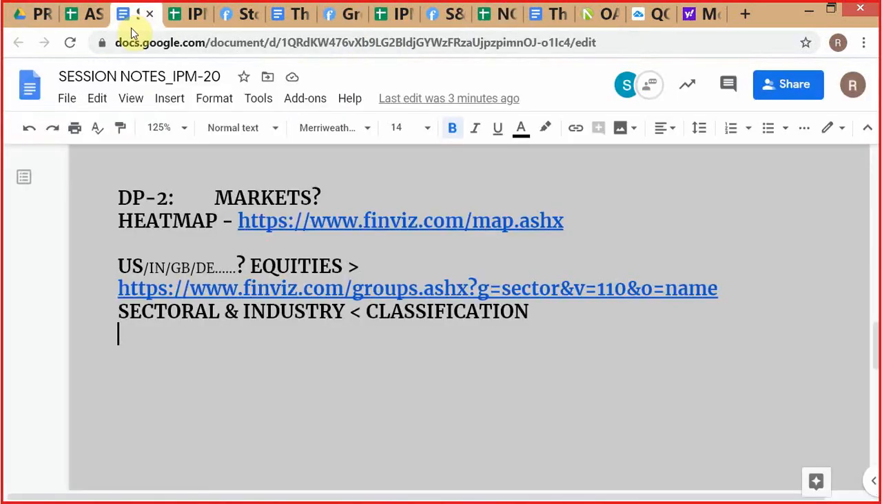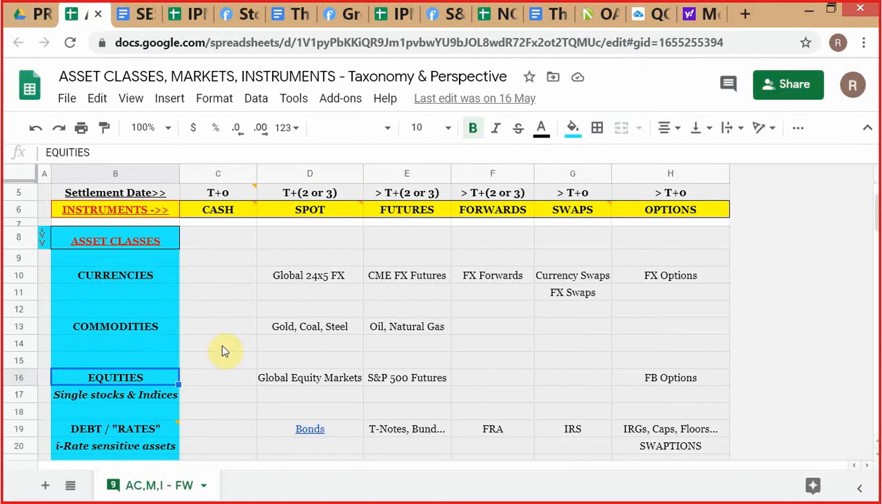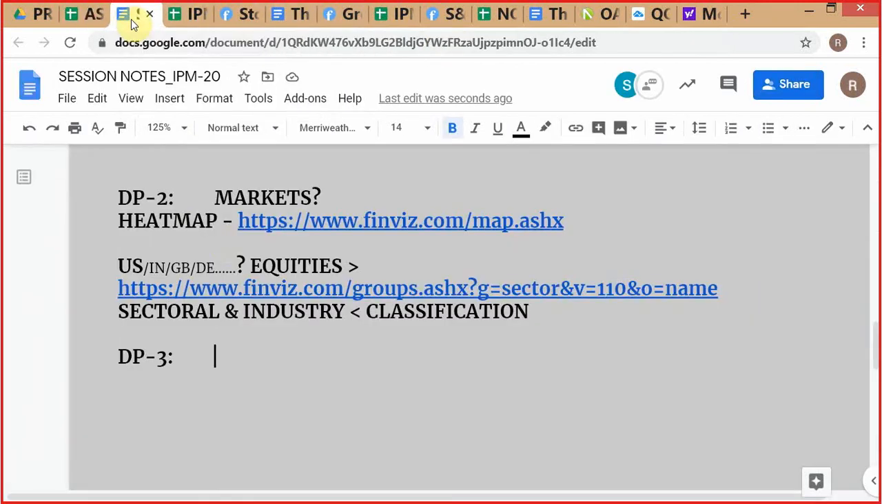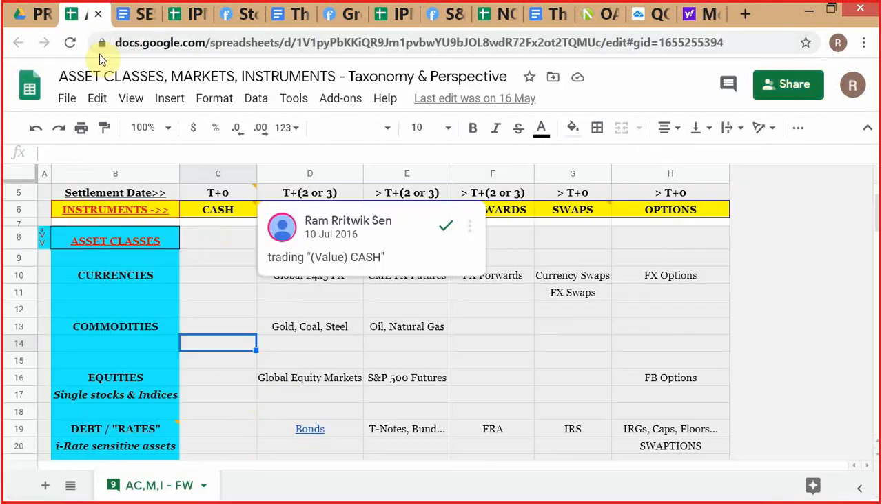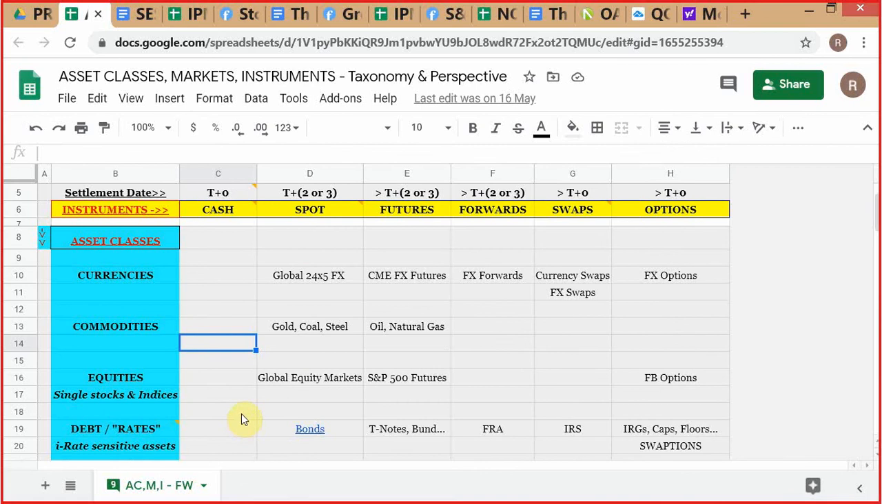Before we do that, I will go through one more problem here, which is a third problem, DP3. Gagan, if you look at this framework that I'm showing you now, I discussed two decision problems. The first problem is which asset class, the second problem is which markets. And if you look at this framework here, what do you think the third decision problem is? Can you guess, Gagan?